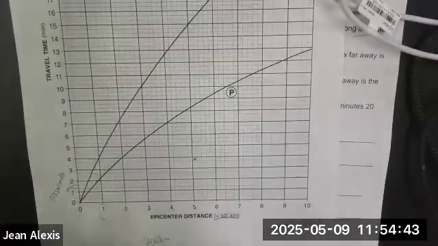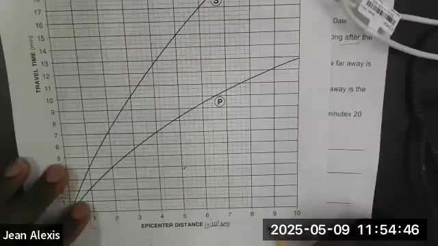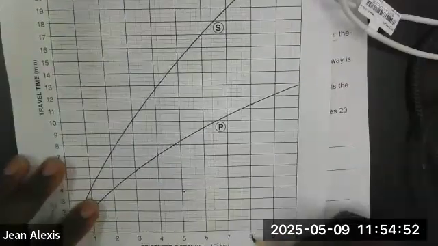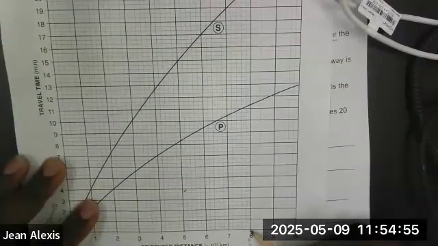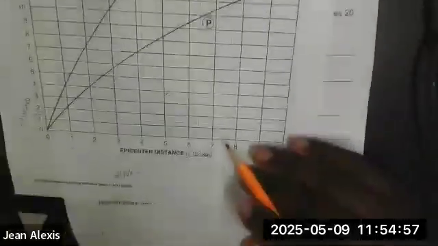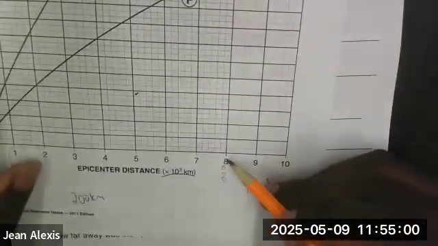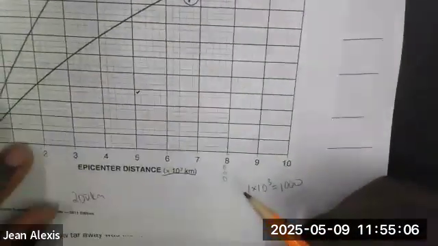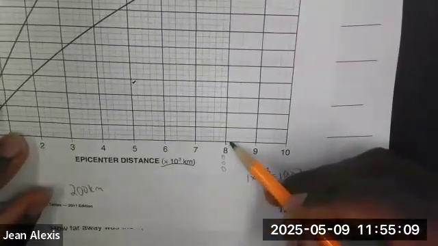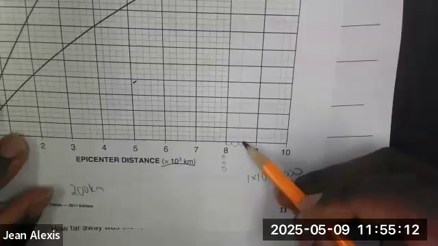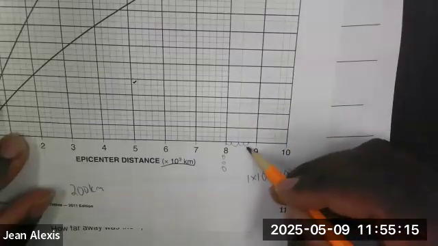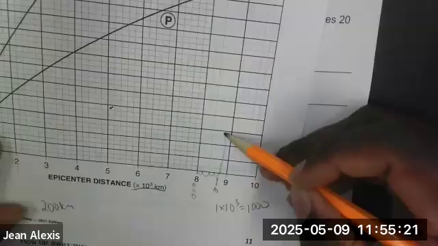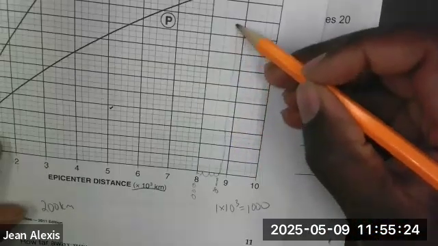With that being said, they said my distance was 8,800 kilometers away, so 8,000 is here. I'll zoom in so we can see. This is 8,000 and each line goes up by 200. So it's going to go 200, 400, 600, 800. So 8,800 is here, and I'm going to go up this line. I'm going to keep going.